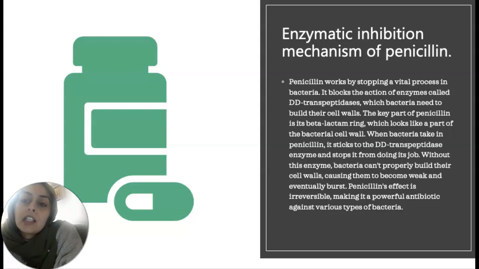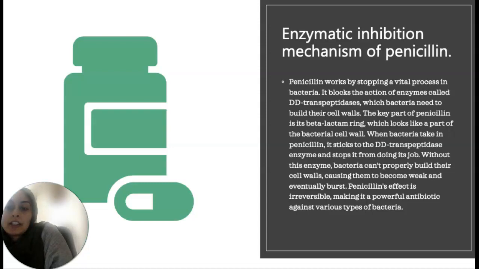So the enzymatic inhibition mechanism of penicillin is that it works by stopping a vital process in bacteria. It blocks the action of enzymes called DD-transpeptidases, which bacteria need to build their cell walls. The key part of penicillin is its beta-lactam ring, which looks like part of the bacterial cell wall. When bacteria take in penicillin, it sticks to the DD-transpeptidase enzymes and stops them from doing their job. Without this enzyme, bacteria can't properly build their cell walls, which causes them to become weak and eventually burst. Penicillin's effect is irreversible, which makes it a powerful antibiotic against various types of bacteria.